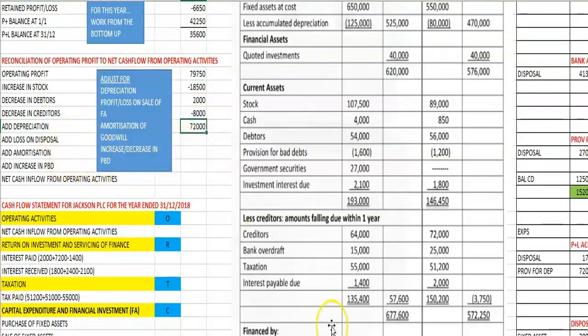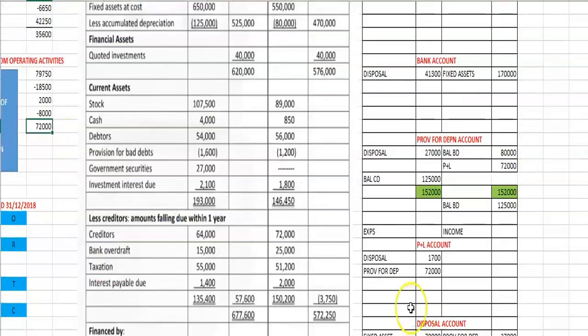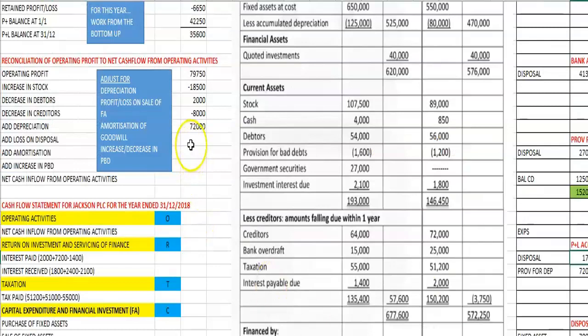The second item we need to adjust for here is the loss on disposal. In this case, you see it in here in the P&L, €1,700. The loss on disposal will have to be added back on. Why? Well, the loss on disposal would have been deducted in arriving at that figure, but that loss didn't represent €1,700 cash going out of the business, so you have to adjust for it and add it back on.